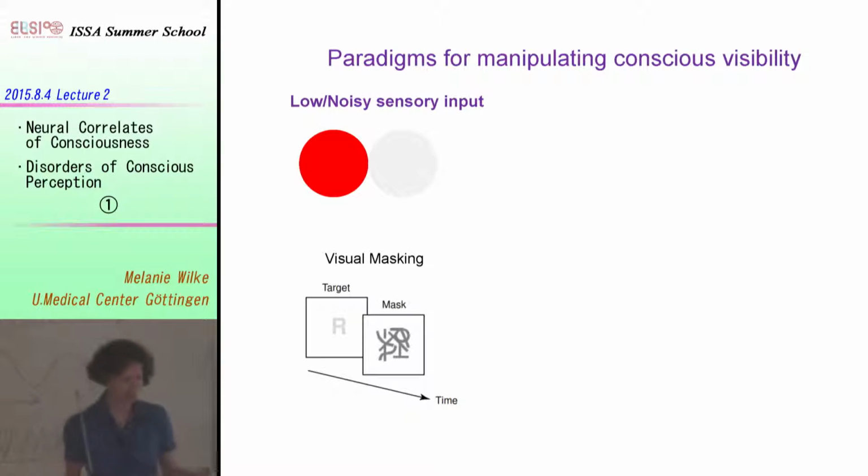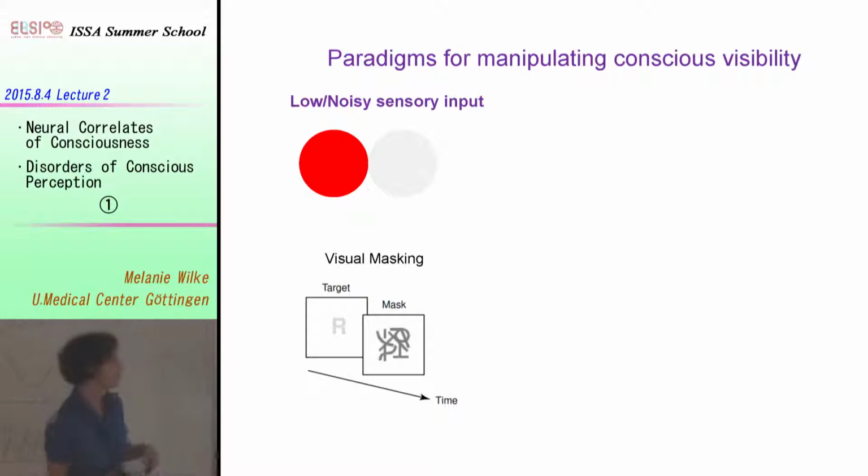This part is really about the question, how does conscious visibility emerge in the brain? There are multiple ways of studying visibility, and a very pure way of doing it is to look at the effects of just having low sensory input, for example. You can do that by reducing the contrast level. There's another technique that has been studied a lot, which is called visual masking.